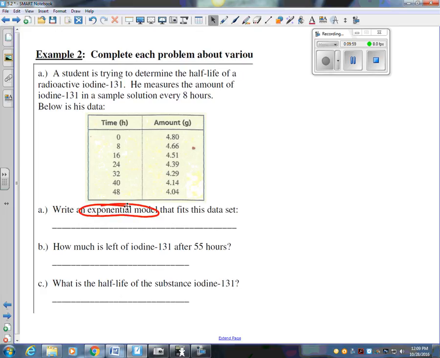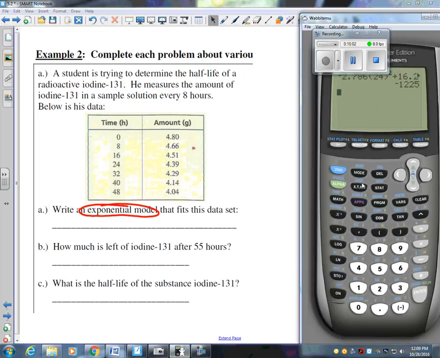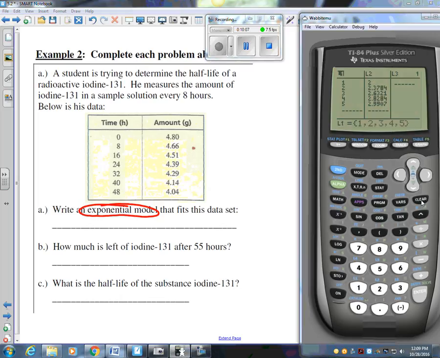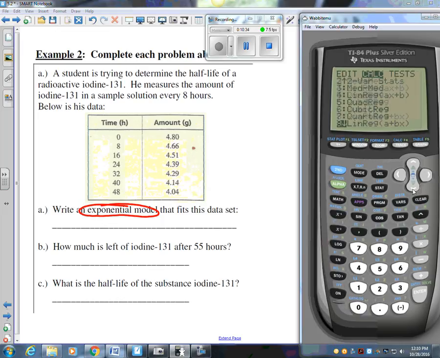So I need to put these in stat. I need to put this data in stat, and they want me to choose an exponential model. So let's clear out what we have in there. So 0, 8, 16, 24, 32, 40, and 48. 4.8, 4.6, 4.51, 4.39, 4.29, 4.14, and 4.04. All right, so exponential, scroll down, it is 0, enter, enter, enter.